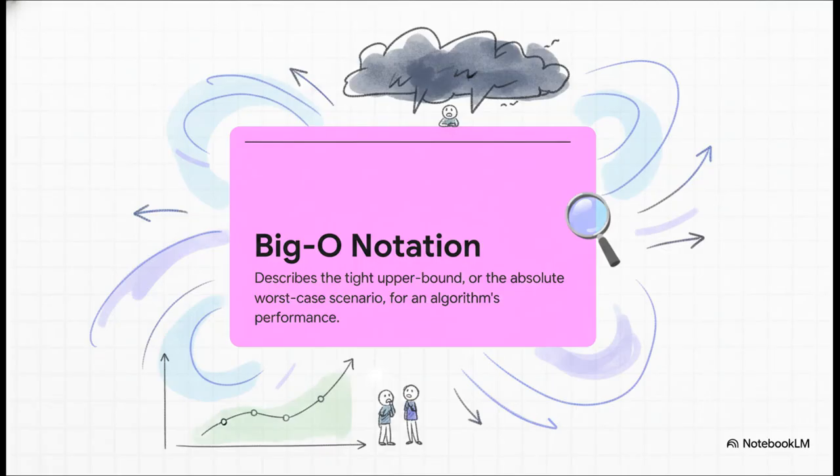So what on earth is Big O notation? Simply put, it's a way to describe the absolute worst-case scenario. It's the upper limit. It answers one critical question: as my data gets bigger and bigger, what's the absolute worst this thing is going to perform?